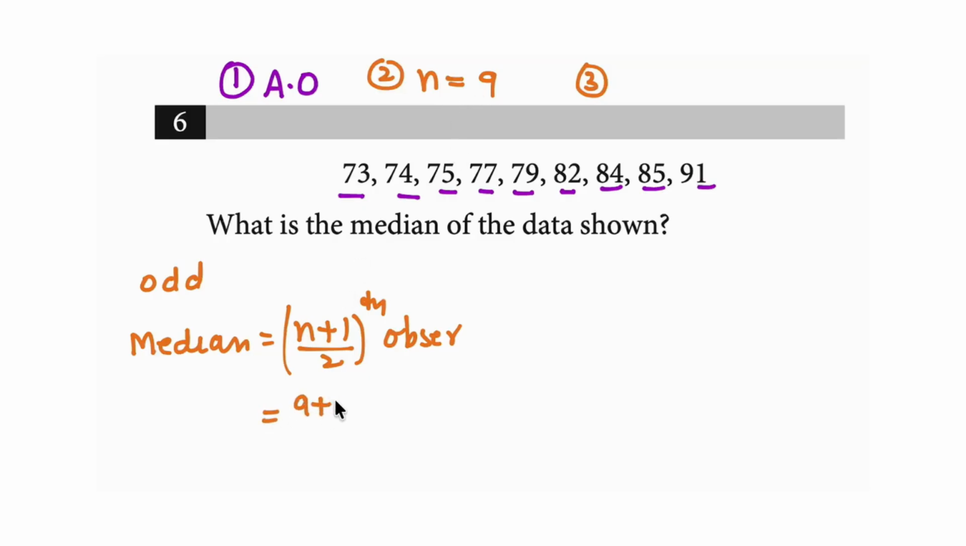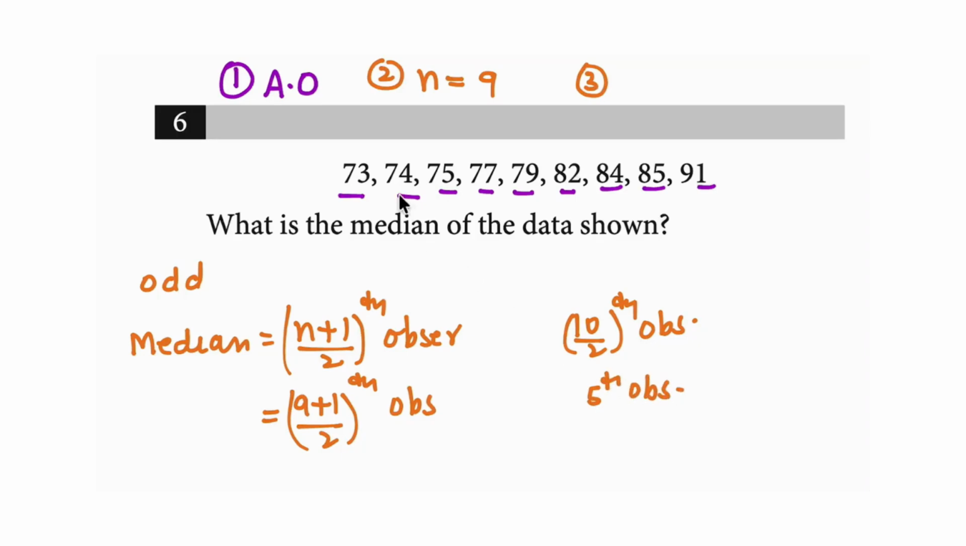So 9 plus 1 by 2th observation, or 10 by 2th observation, or 5th observation, right? So let's see what the 5th observation is. 1, 2, 3, 4 and 5. So 79 is the median.